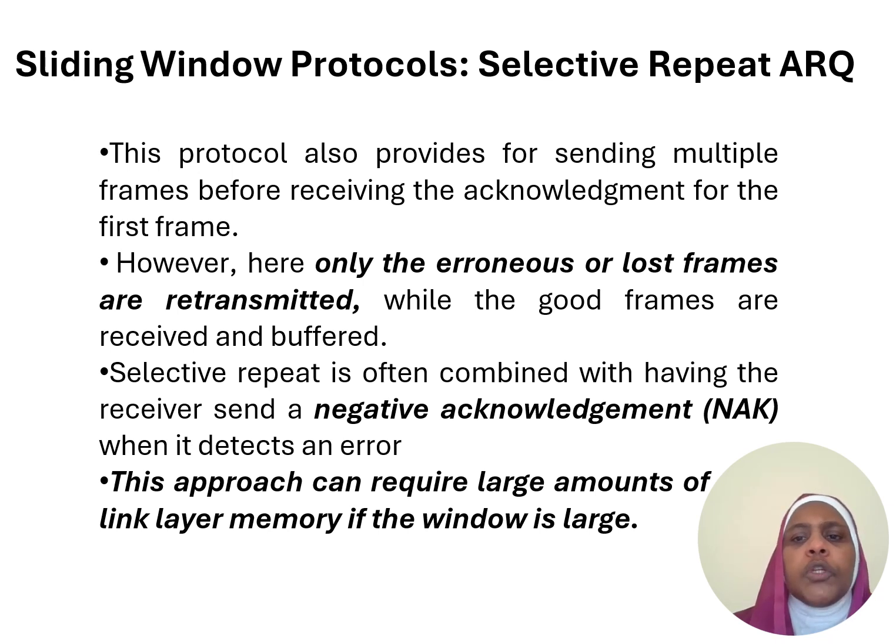Selective repeat is often combined with what we call negative acknowledgement. This is where the receiver sends a negative acknowledgement upon arrival of a damaged frame. This approach requires a large amount of data link layer memory if the window size is large.